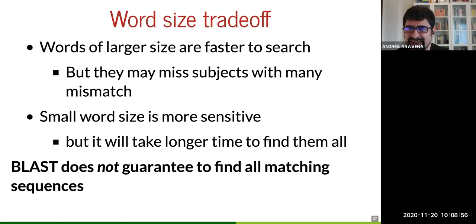I don't understand why a small word size takes longer time. But it's a good question. It's not obvious from what I'm saying.